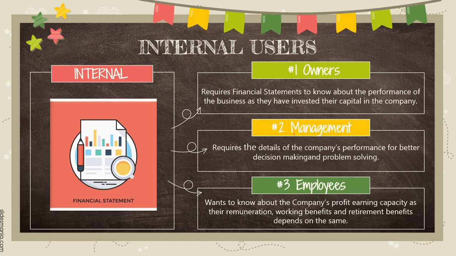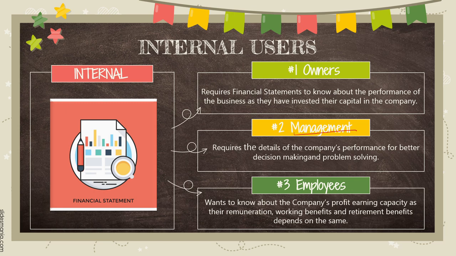And number two, the management category. They will use the company's performance for better decision making. Why? Because only then will you be able to change or alter the procedures in the next quarter or the next year. So the management uses the financial statement for problem solving and decision making.